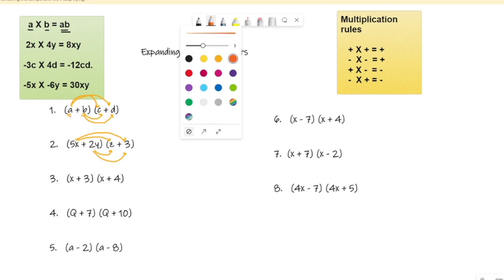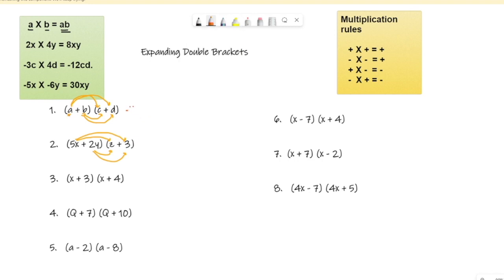Okay, so A multiply C will give you AC, then A multiply D will give you AD. Remember, the sign: A is positive, C is positive, A times C is positive AC. I'll not put a positive sign because you don't put positive signs in the beginning. Then A times D is AD, they both are positive, so again it's a positive AD. Then B times C is BC, and they both are positive, so it will be a positive BC. B times D is BD, and again they both are positive, so it's going to be a positive BD.